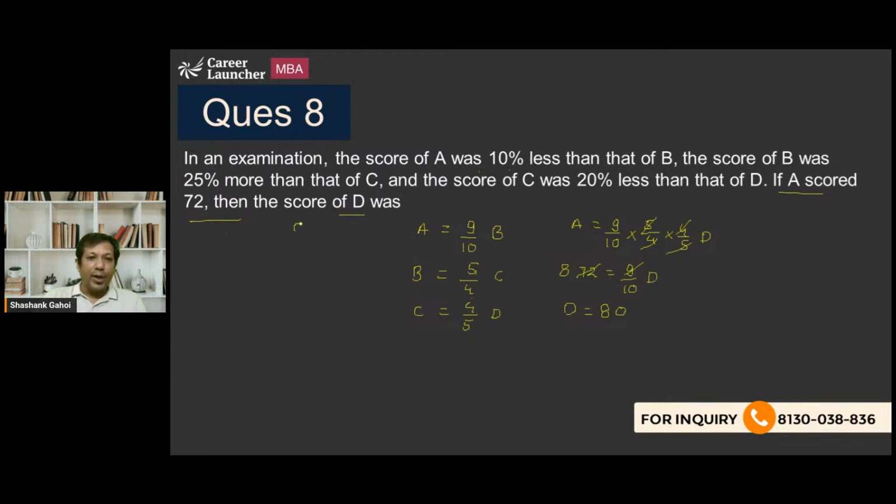You don't have to calculate each one's score. You don't need to calculate the score of A, then the score of B, then the score of C, then the score of D. That is going to be actually a very lengthy process and you are not supposed to do it. You can directly do it in a single statement. Just understand how you are going to replace the values in the question.